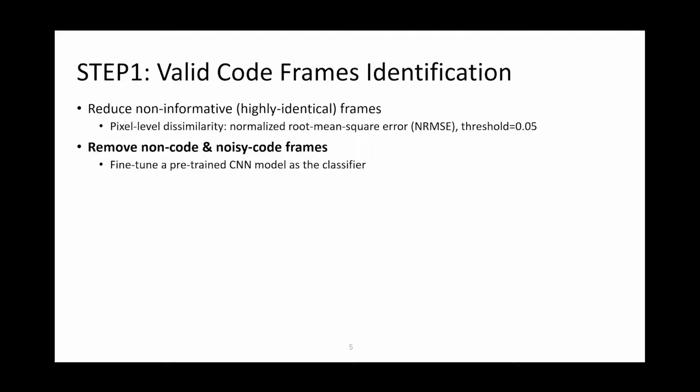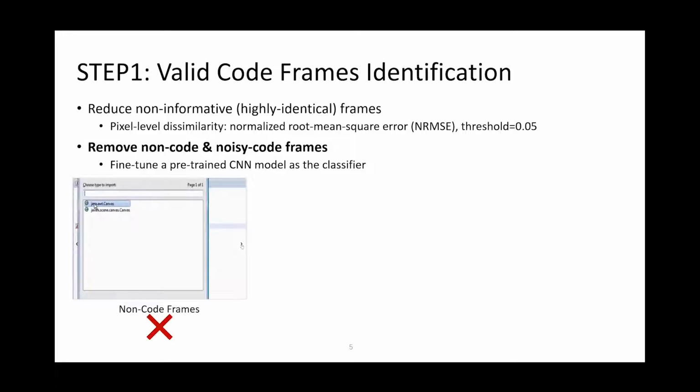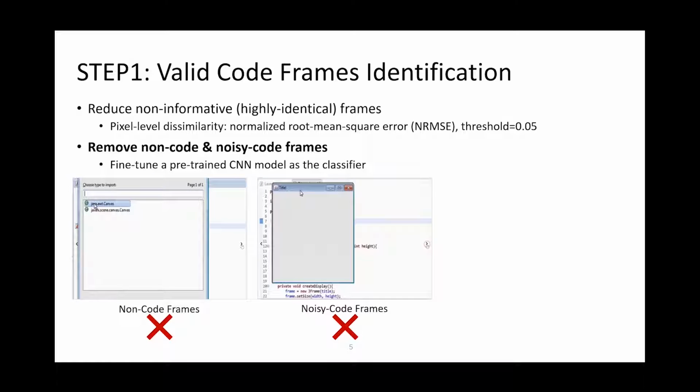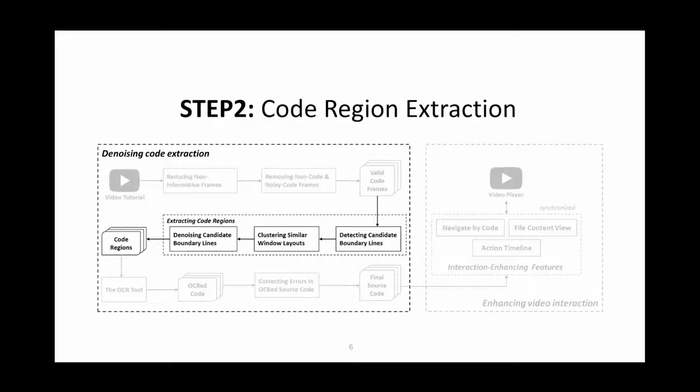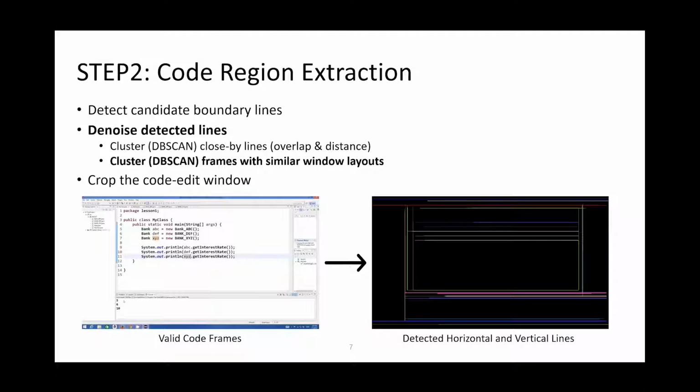Next, we further remove frames that do not contain code or the contained code is partially visible. Due to the limitation of annotated data, we fine-tune a pre-trained CNN model as the classifier. Step 2. Code region extraction. To eliminate interferences from non-code regions such as code completion suggestion window and the pop-up menu, we crop code editor window from valid code frames.